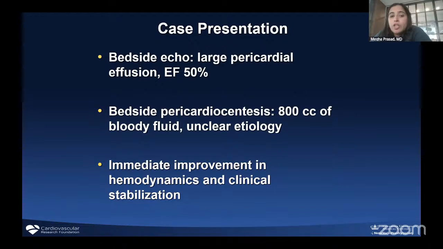Based on that large pericardial effusion, which did seem to be causing some RA and RV collapse, we did a bedside pericardiocentesis because the pressures continued to drop and he was on max pressors by this point. We retrieved 800 cc's of bloody fluid. It was unclear what the etiology was, and we sent the fluids but didn't get much in the way of answers, but that was removed. He had immediate improvement in his hemodynamics and his clinical status.